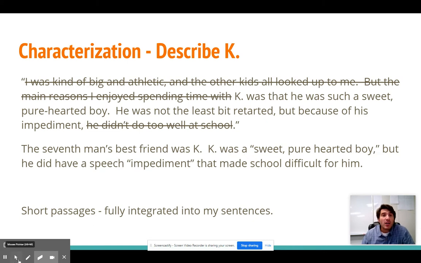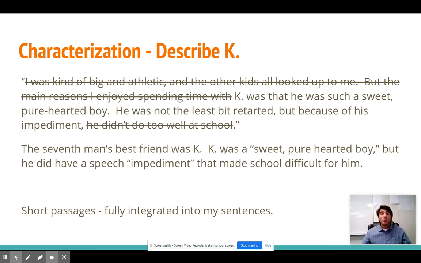K was a sweet, pure-hearted boy, but he did have a speech impediment that made school difficult for him. Look how I changed the words. He didn't do too well at school, and I changed it to it made school difficult for him. It's the same idea, which is fine, but I'm trying to focus on just a very specific idea. So I just took the word impediment. I added the idea of speech impediment, right? So I just use one word here.